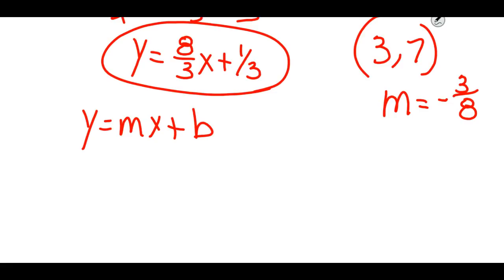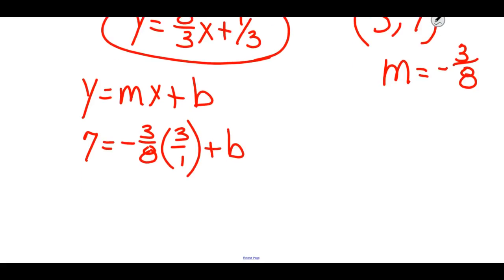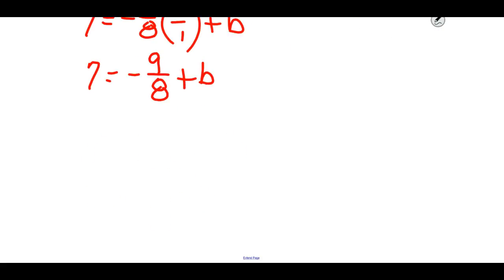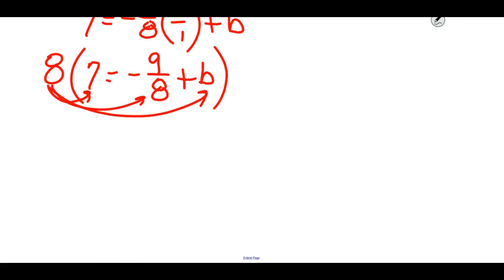I'm going to put in my y, which is 7. I'm going to put in my slope, which is negative 3/8. I'm going to put in my x, which is 3, put that over 1, and I'm going to solve for b. So I have 7 equals, nothing reduces, so I have negative 9/8 plus b. Again, I'm going to solve for b, but I'm going to get rid of my fractions. So I'm going to multiply times 8 here, here, and yes, I'll remember to do that here. So I have 56 equals negative 9 plus 8b.